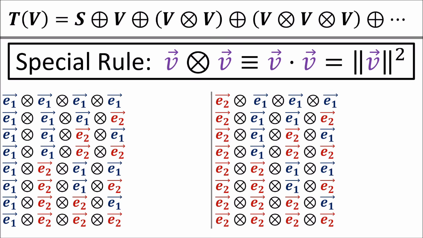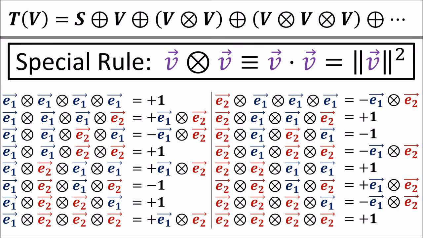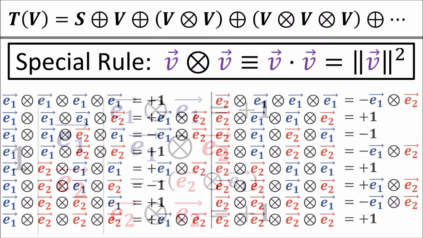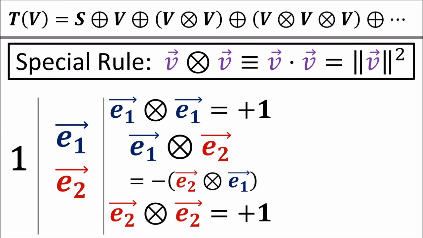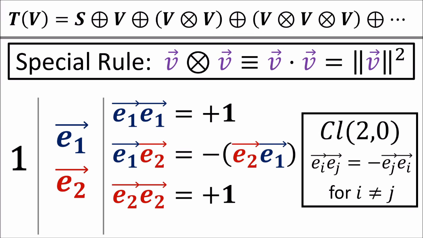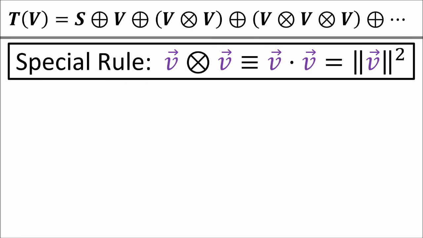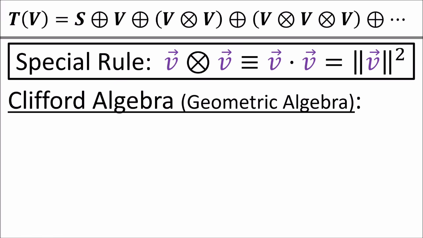In fact, any more complicated combination of vectors will always give us either scalars, vectors, or bivectors. So again, we've removed all the higher infinite number of terms, and we're left with only 4 terms. This is exactly the Clifford algebra CL20, where vectors square to their squared magnitudes, and orthogonal vectors anti-commute. So abstractly, the Clifford algebra is what we get when we start with the tensor algebra and apply the special rule that any vector tensored with itself goes to its squared length.